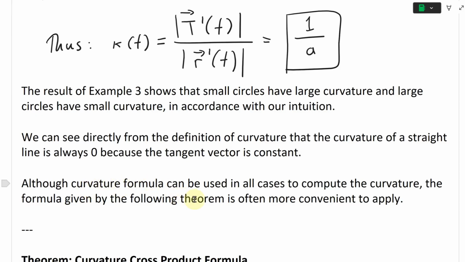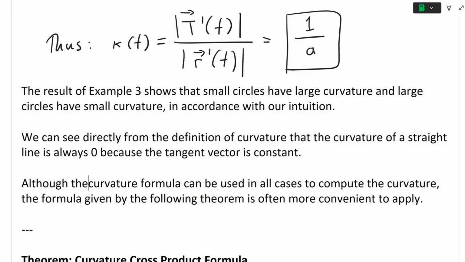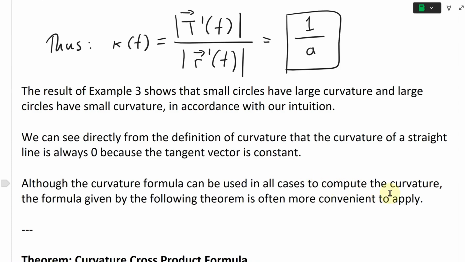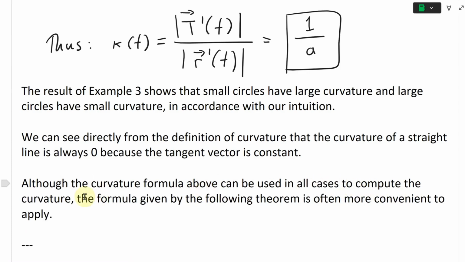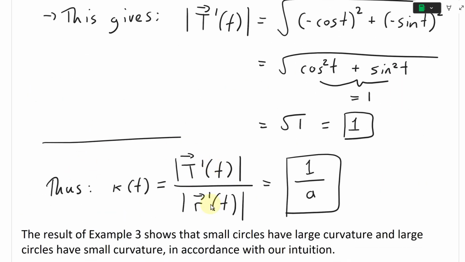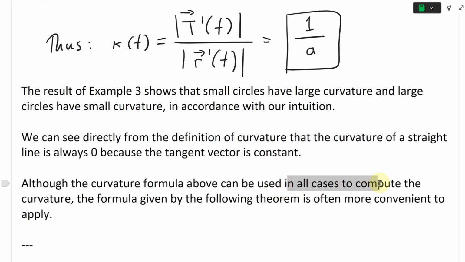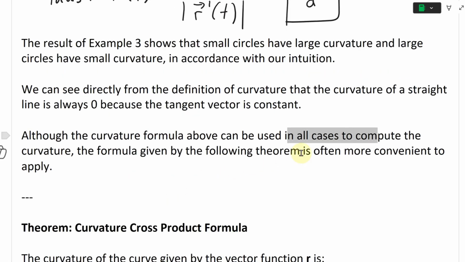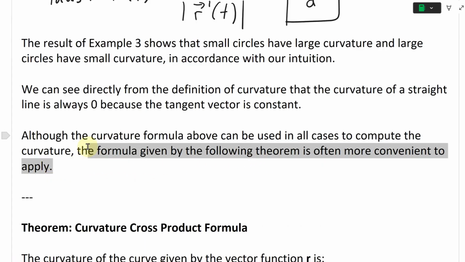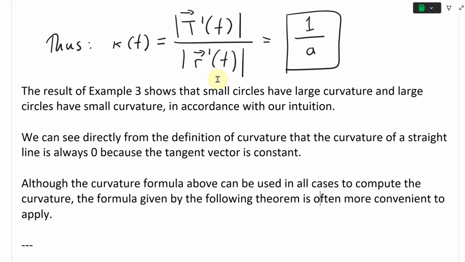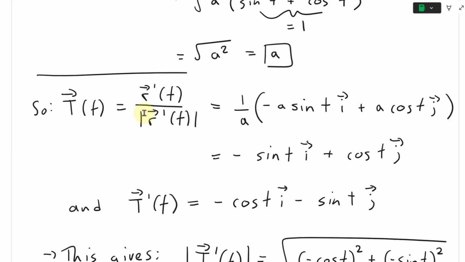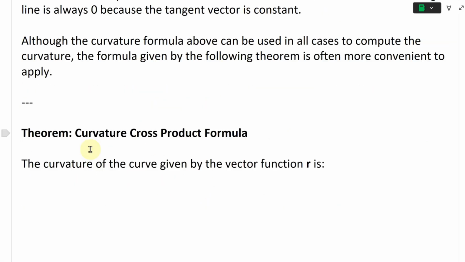Although the curvature formula above, I forgot to put that there, although this one right here you could use in all cases to compute the curvature, the formula given by the following theorem is often more convenient to apply, and this involves the cross product. You could use the first one all the time, but it just might be a bit harder because you've got to get all these terms and so on. And sometimes it's easier to use this one, which I'll write right here.